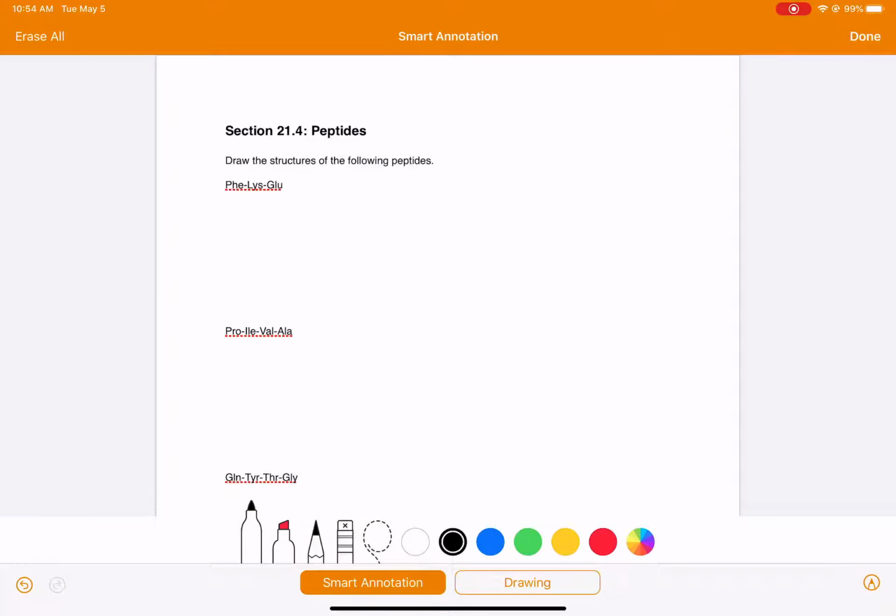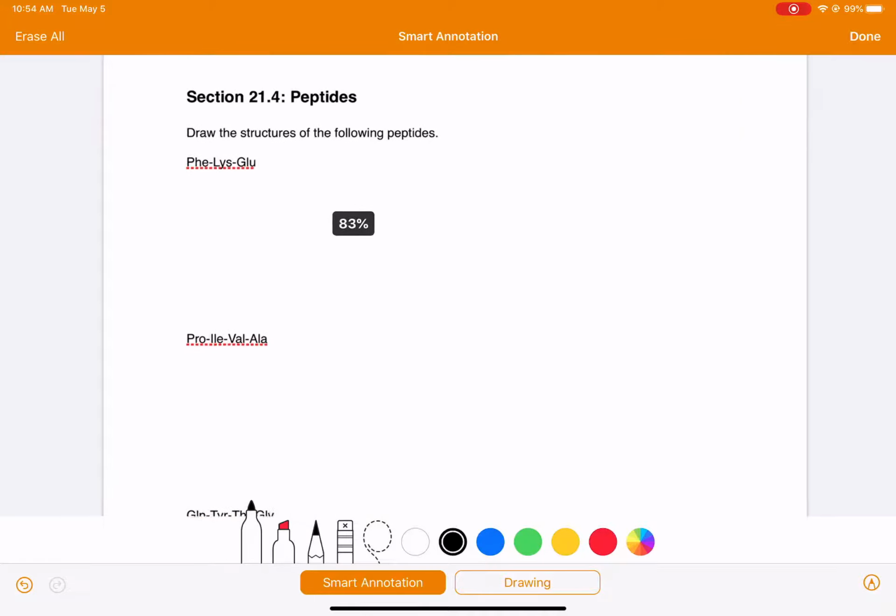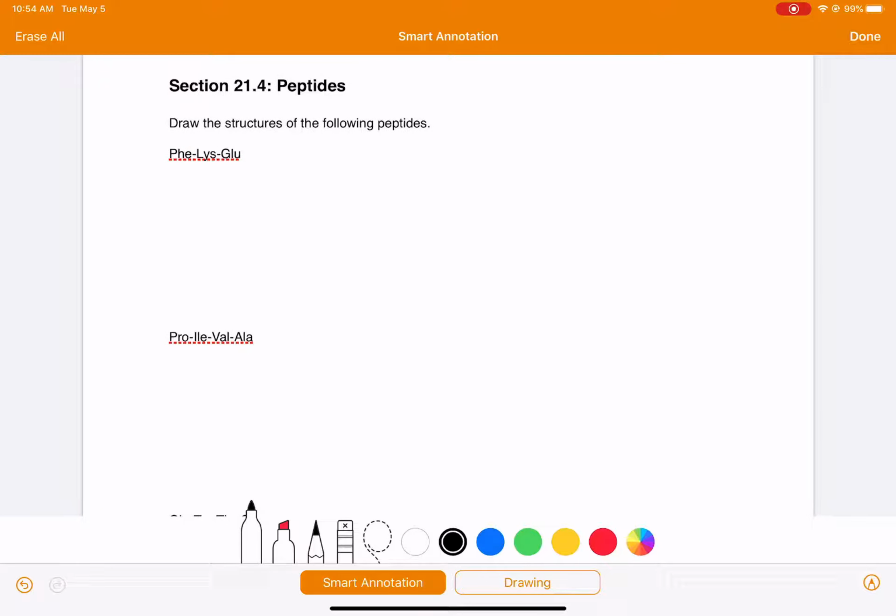So let's draw some more peptides. Let's practice drawing some more peptides. First one that we're looking at is PHE-LYS-GLU, but remember, I don't really care yet what they are. The first thing that I'm focusing on is how many amino acids I am about to draw. I need 3 amino acids.